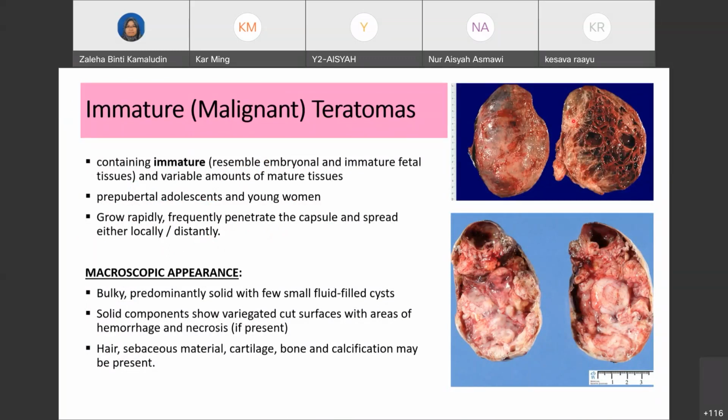So for an example of this immature cystic teratoma, you can see in comparison with the mature teratoma just now, this immature teratoma has more solid areas with cystic spaces and areas of hemorrhage. This is an example of the solid, fleshy appearance of immature teratoma. You can compare with the mature teratoma, which is more benign looking.